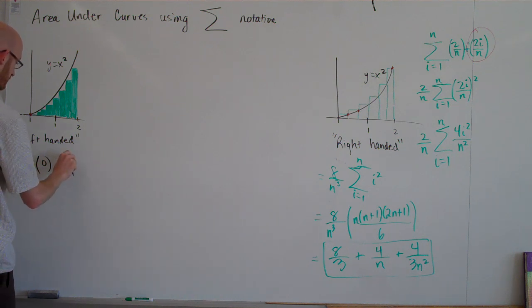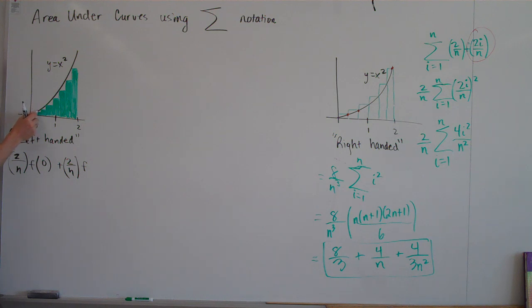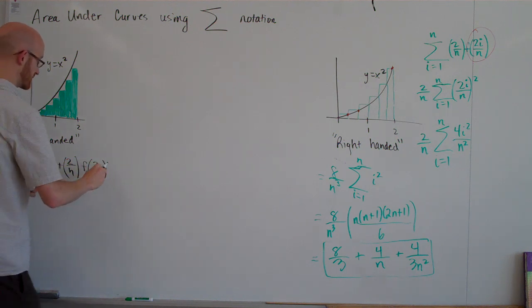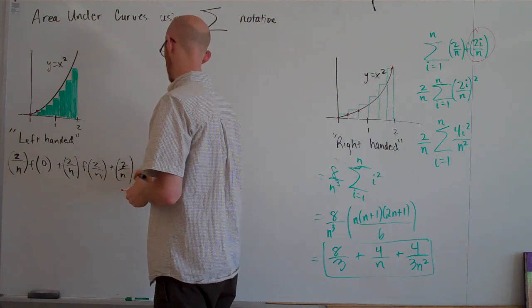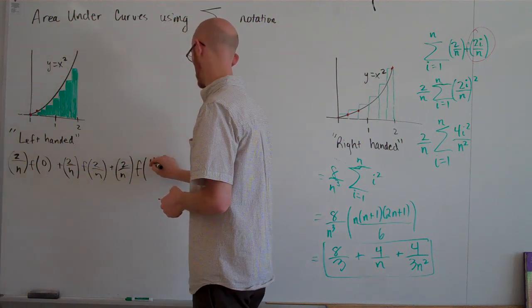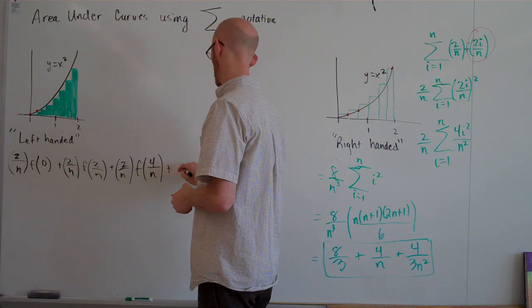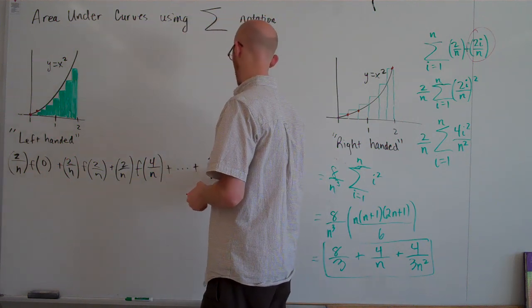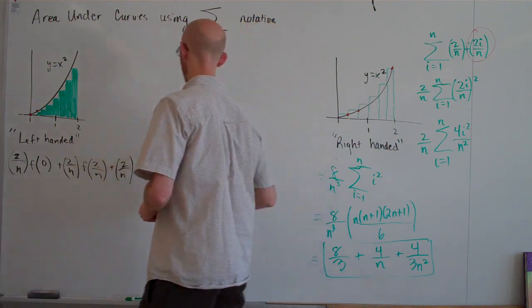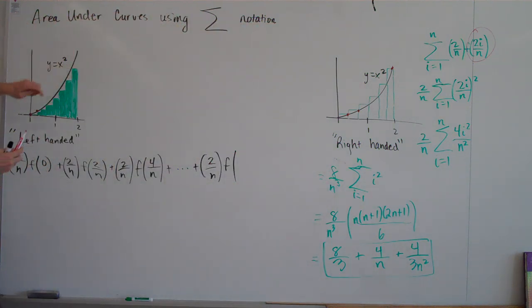Then it's 2 over n more times f of whatever that is, but it's over by 2 over n. And you might think, well, this is really no big deal, and then you just keep going. 2 over n times f of 4 over n, and then you get to your last one, but the last one is 2 over n times, not f of 2 now, it's that one right there.